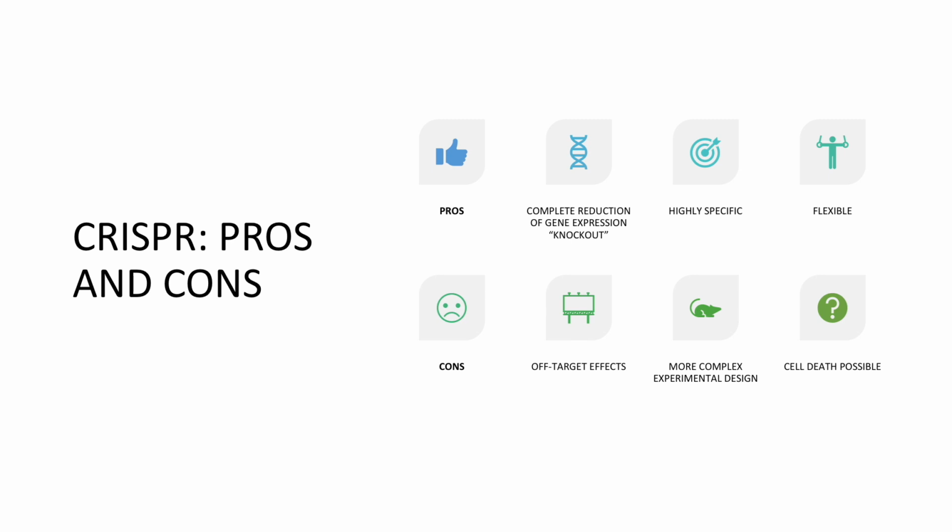Disadvantages include possible off-target effects, which would be nonspecific and unintended genetic modifications. CRISPR is also more complex to actually do in the lab than RNAi, and because you're completely knocking out a gene, if that gene is vital, you're actually going to cause cell death.